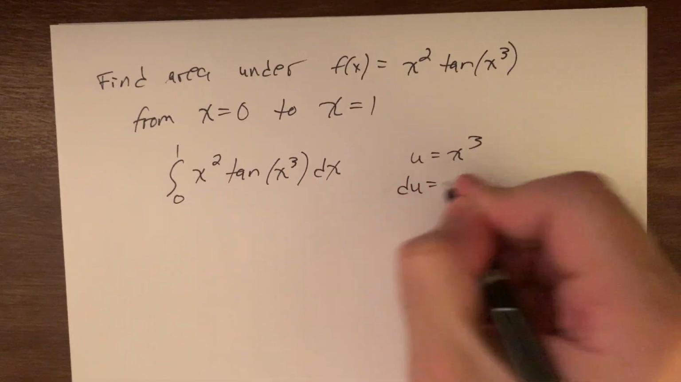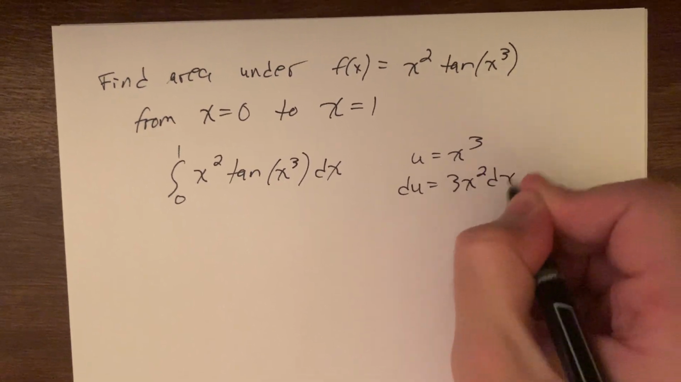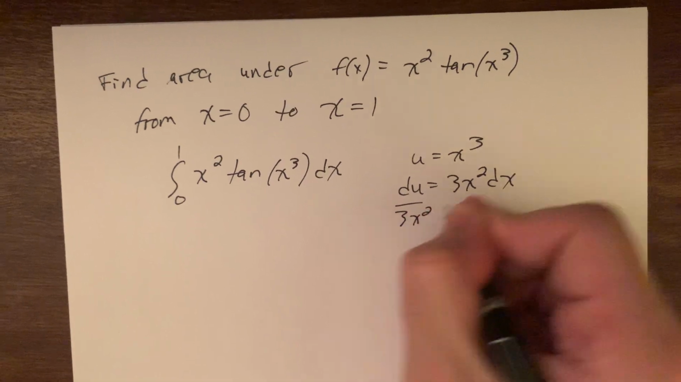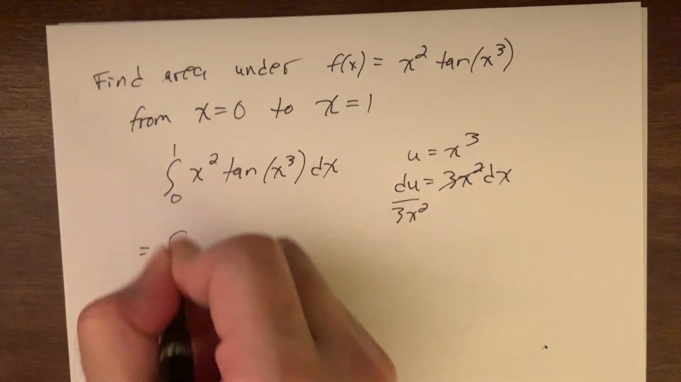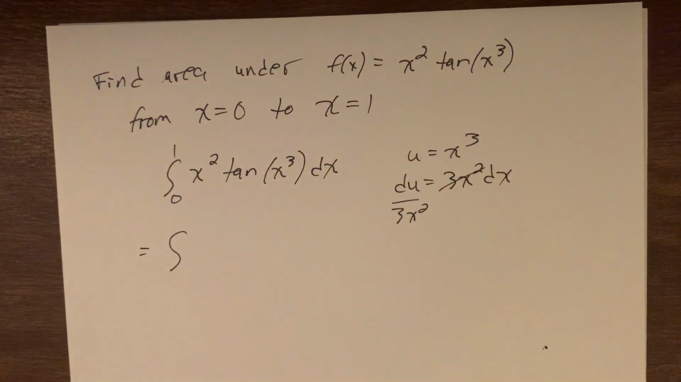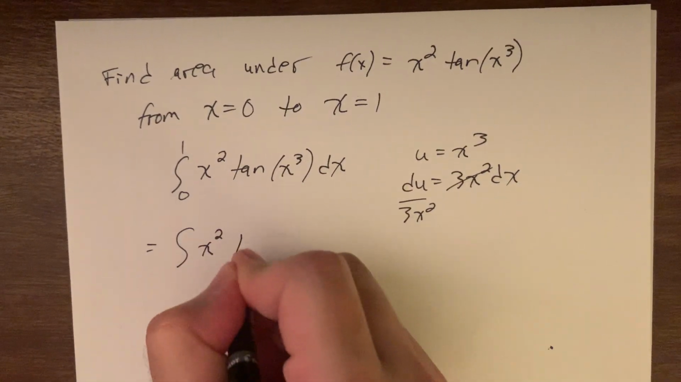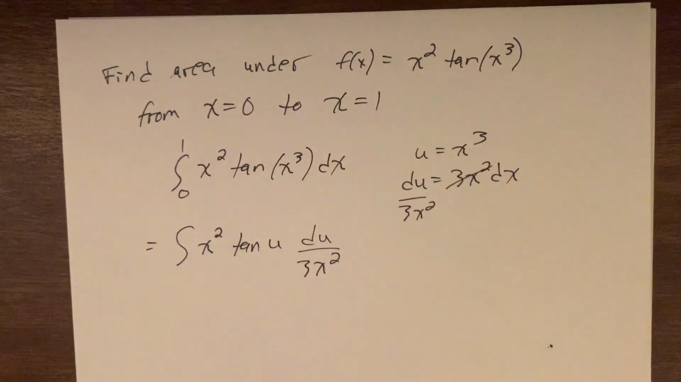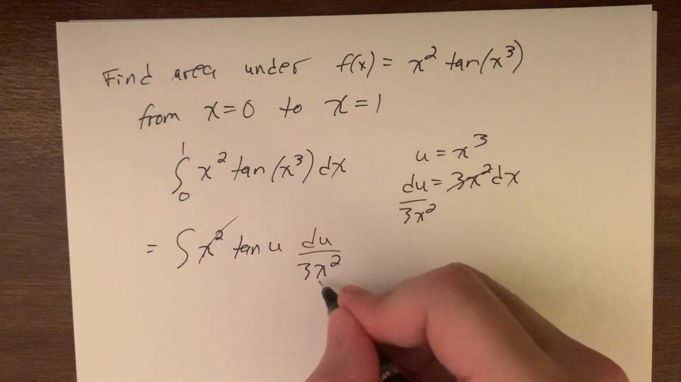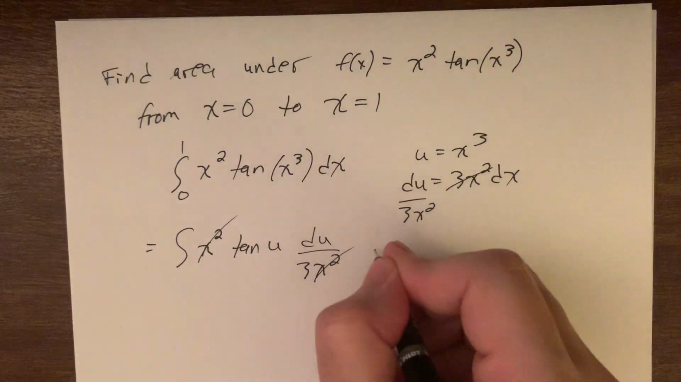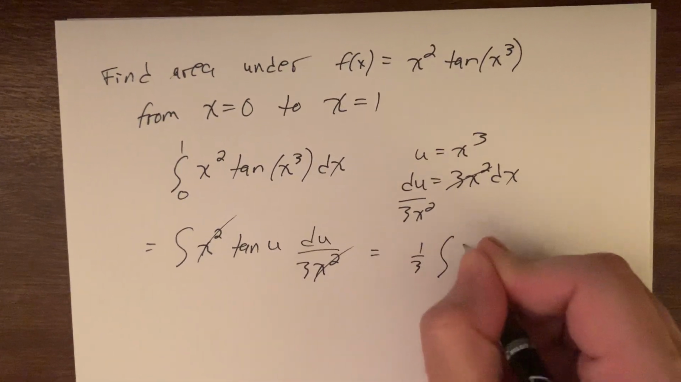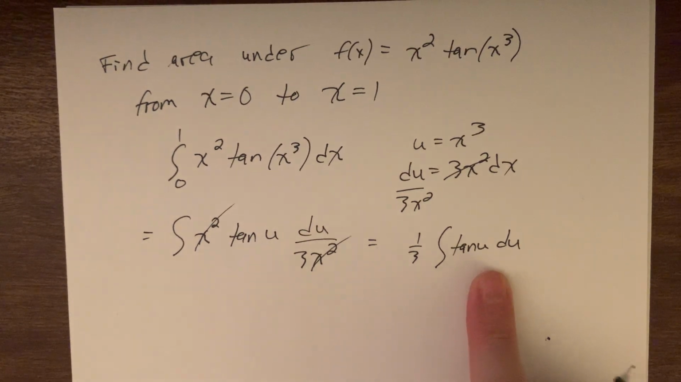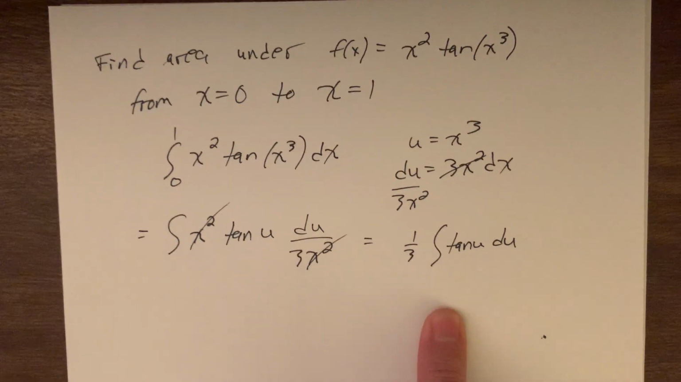So if u is x cubed, my du, well, there's my x squared, that'll cancel. I like to leave my bounds off until I see everything works. x squared, tangent of u, du over 3x squared. Okay, it's perfect. The x squareds cancel as I hoped. I've got a 1/3 out in front. Since the last time I had something like this, I pushed the limits. Let me not this time.